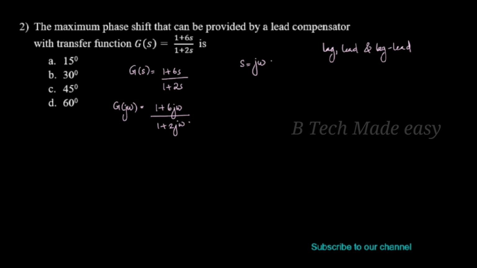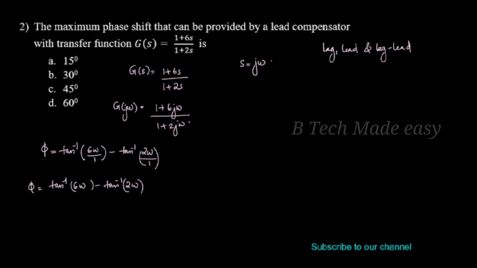We all know that for finding the phase, the equation is φ = tan inverse of the numerator, meaning tan inverse of the imaginary part by the real part. So the imaginary part is 6ω and the real part is 1. Plus for the numerator and minus for the denominator. So tan inverse 6ω by 1, that means tan inverse of imaginary part divided by real part.